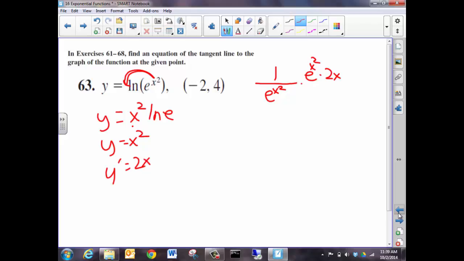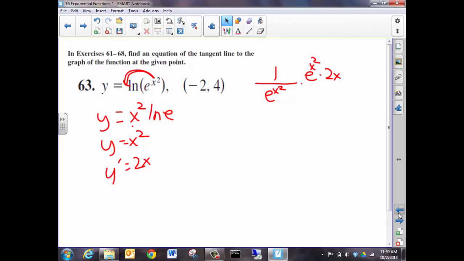Okay, let's go back because some of you got lost there, okay? I'm taking the derivative just using my rule for derivative for ln. It says 1 over the argument times the derivative of the argument. What's the derivative of e to the x squared? E to the x squared times 2x.